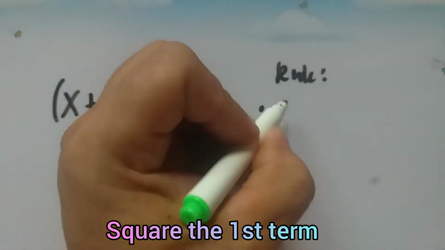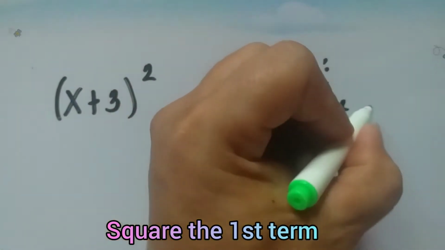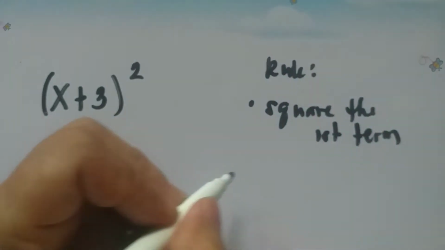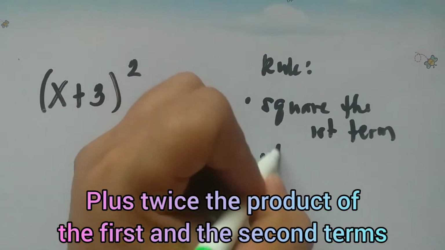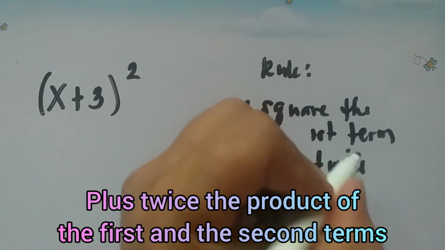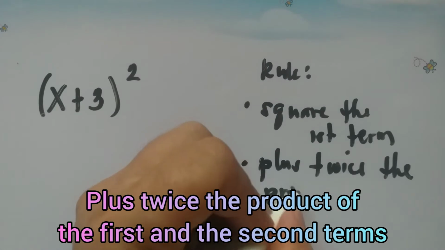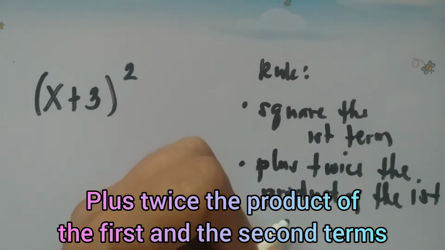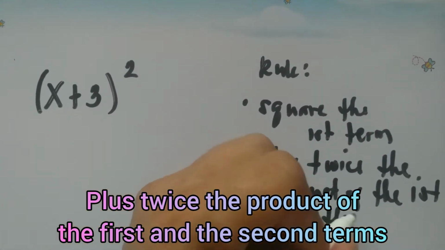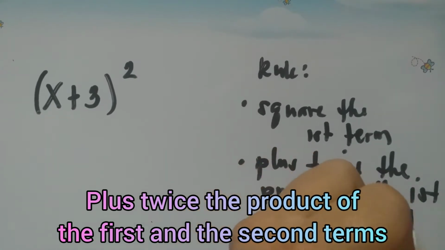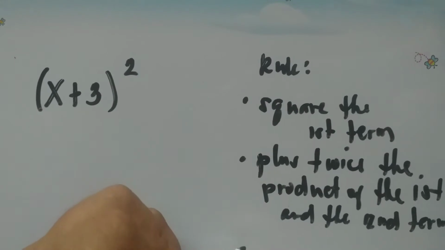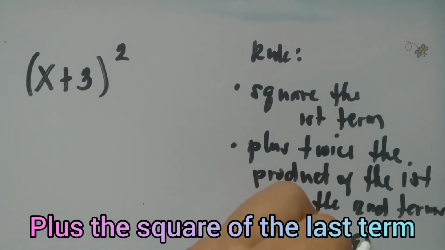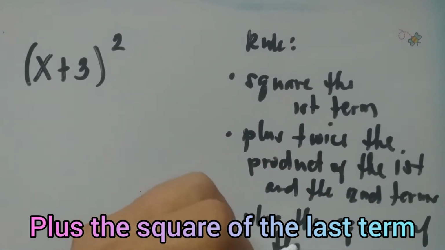First, we have to square the first term, then plus twice the product of the first and the second terms, then plus the square of the last term.